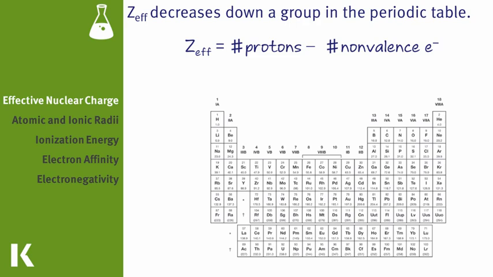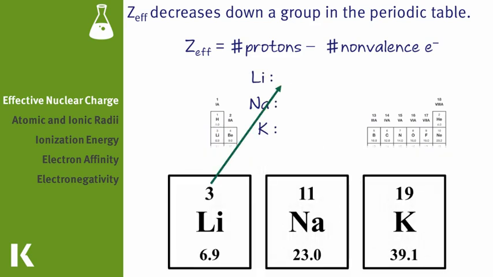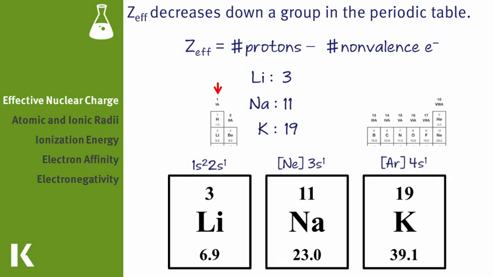Now let's examine what happens to the effective nuclear charge as we go down a group. For example, lithium, sodium, and potassium. We again use the atomic number to find the protons for each element. Take a look at the electron configuration for these elements. Lithium, sodium, and potassium are group 1A elements, so each has just one valence electron. This means that all the other electrons are non-valence. Since they are all neutral elements, the number of protons and electrons are the same.